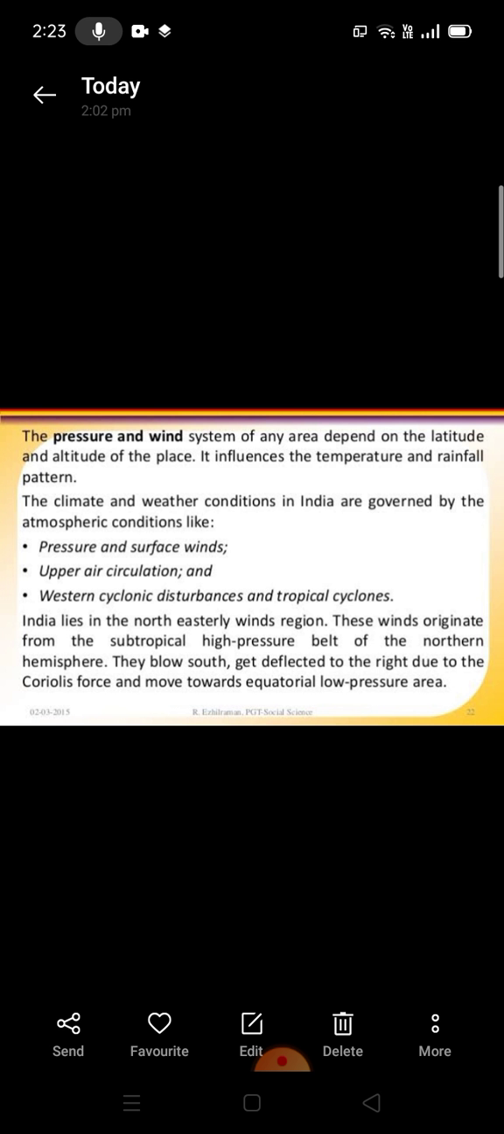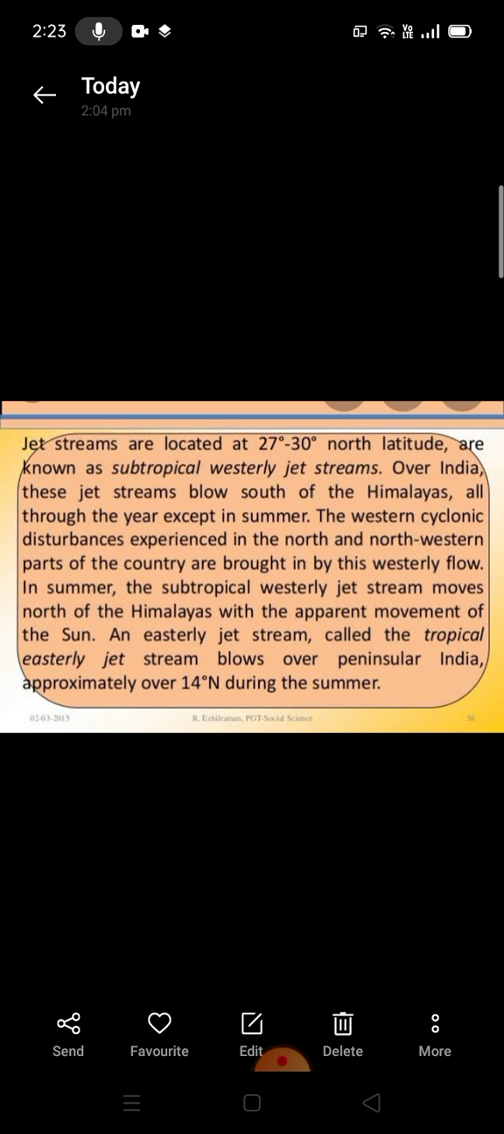यानी कि जब अर्थ अपने एक्सिस पे रोटेट होती है तो एक प्रकार का फोर्स प्रोड्यूस होता है, दैट इज एक्चुअली नोन एज Coriolis force, and because of this force these winds are deflected toward the southern direction. And in India's south we have the equatorial low pressure area. Now, what happened in the northern part of our country? Jet streams located at 27 to 30 degree north latitude are known as subtropical westerly jet stream.